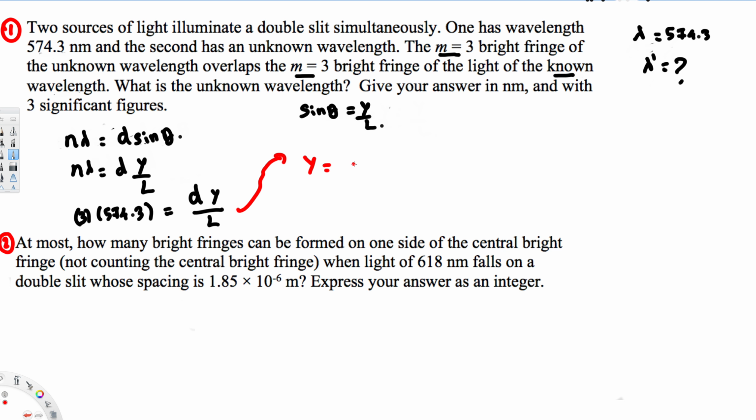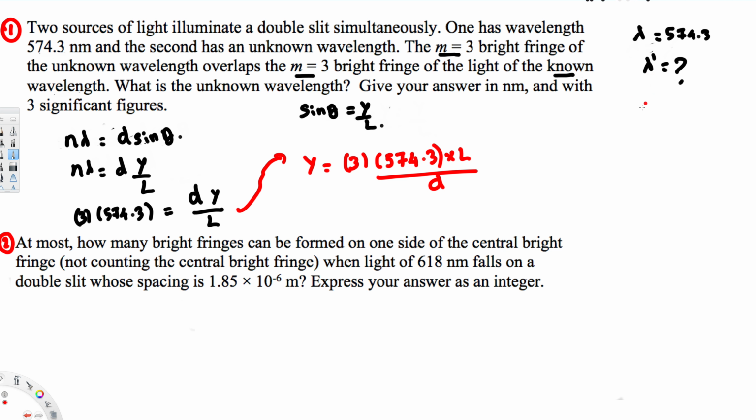Y is going to be equivalent to 3 times, I'm going to keep this 3, I'm not going to multiply, because if you notice the second one also has the same 3, so it might cancel each other. So it's better not to multiply and keep it as it is, so it will cancel in the second one, right? So 574.3, and then that is multiplied by L divided by d, right? So this is the y value for the first one.